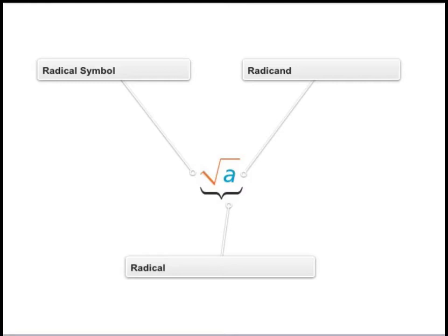Now let's take a look at the radical. We have the actual symbol, which is defined here. And the radicand is the letter A. It's inside the radical symbol. And the whole thing is called the radical. It's an expression made up of the radical symbol and the radicand, or the number that is inside the radical symbol. Okay?